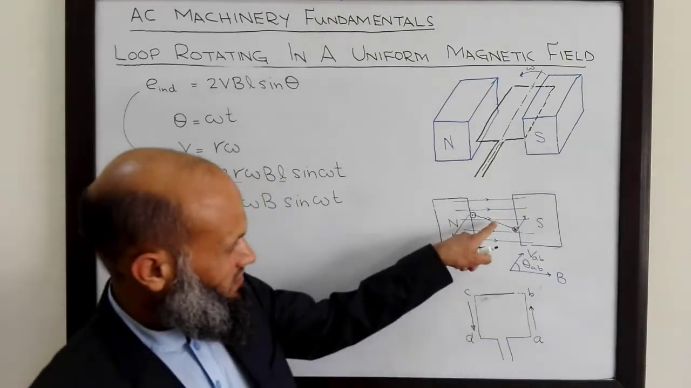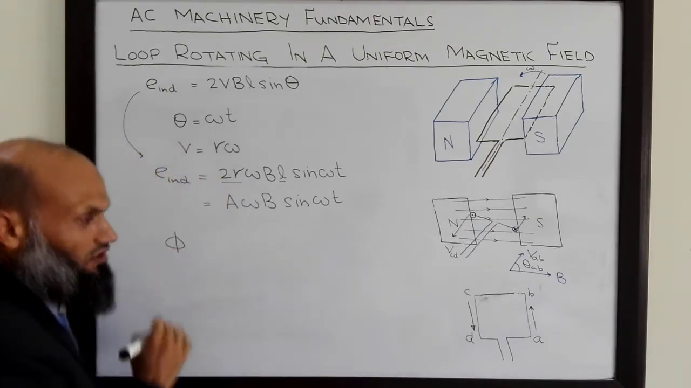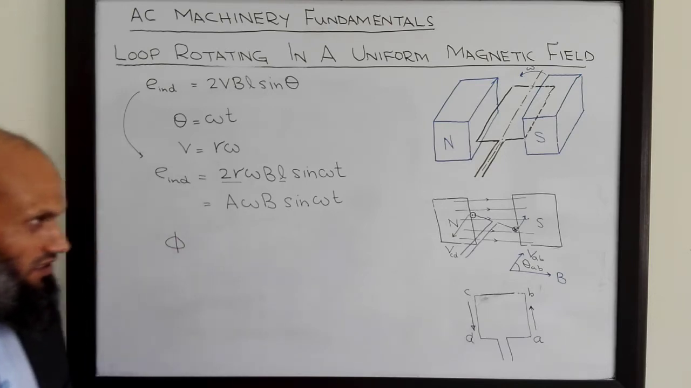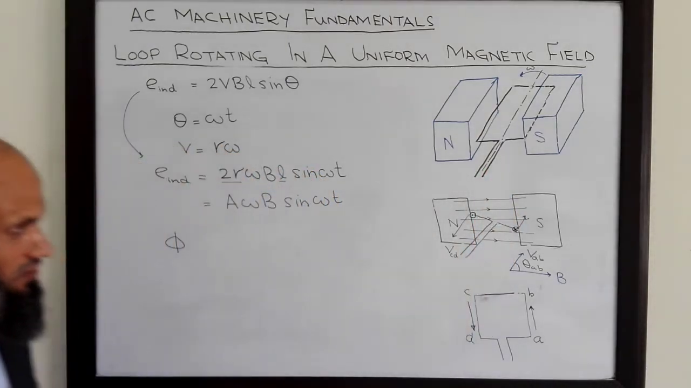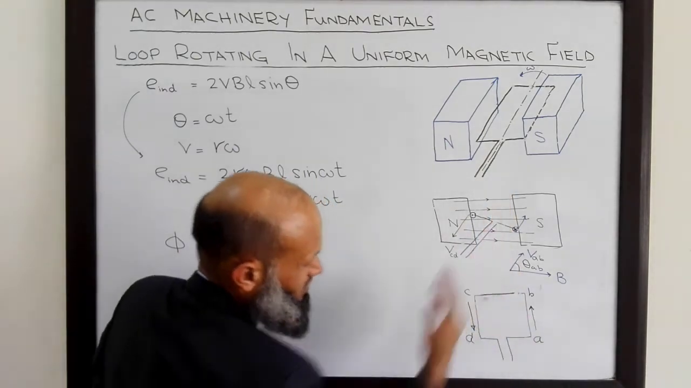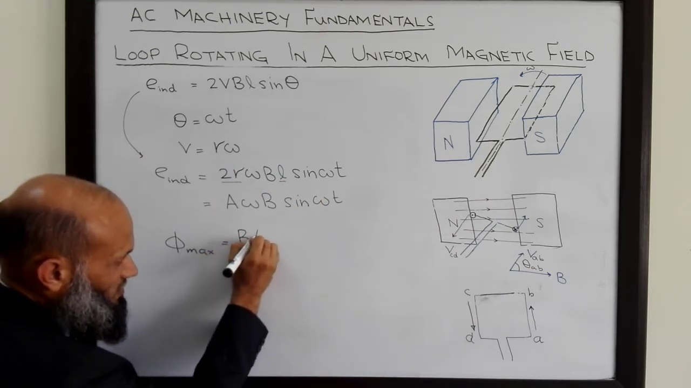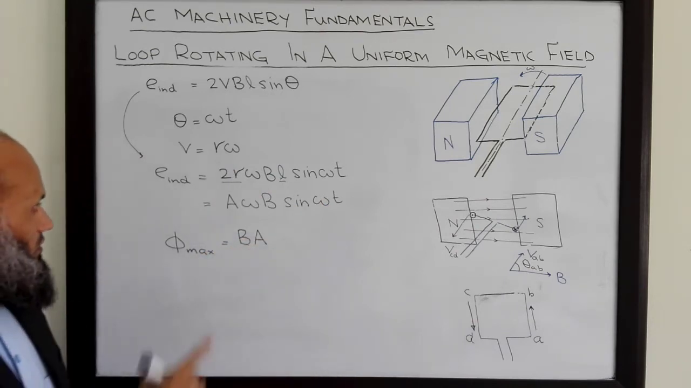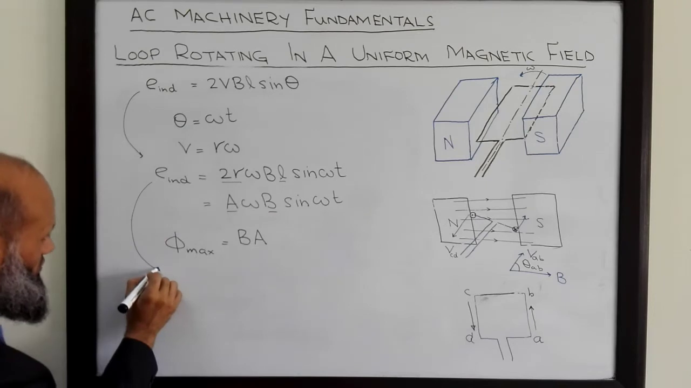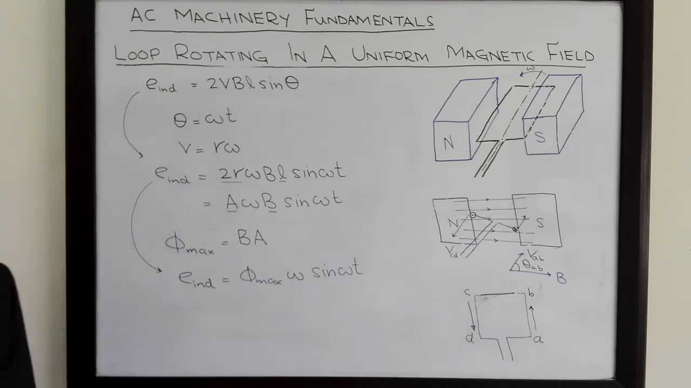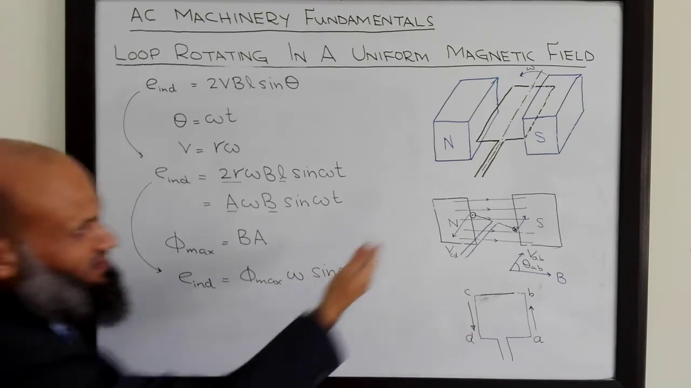So what is the maximum flux that will be passing through this coil? We know that flux is flux density multiplied by perpendicular area, and maximum flux will pass through this coil when the surface of the coil is perpendicular to the flux lines. In that case, maximum flux will be equal to flux density multiplied by area of the coil. So A multiplied by B is the maximum flux that is passing through the coil. So this is the expression in more refined form for the voltage induced in this rectangular coil.